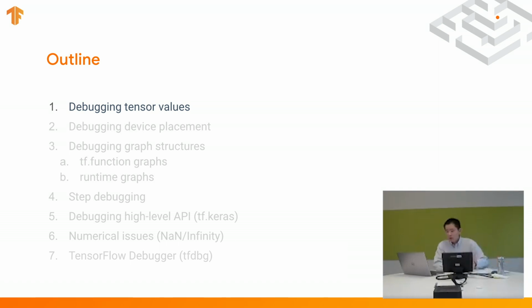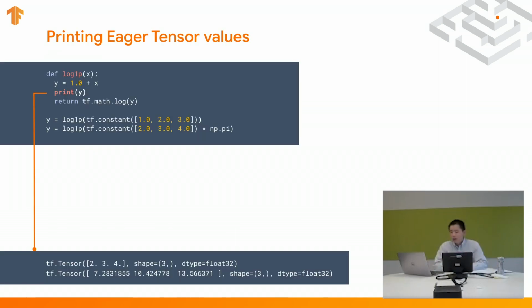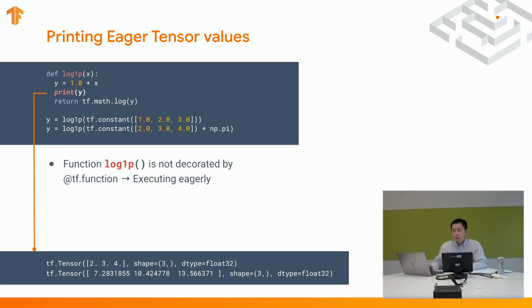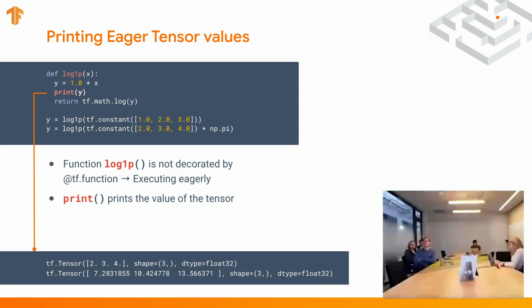So first, let's take a look at how to debug tensor values. So here's a very simple example. It's very straightforward. You are not decorating your functions with the tf.function decorator, so everything is executing eagerly in TF2. And there you can simply use the print statement to look at the values of tensors, like in this simple example here. So y is an eager tensor. If you do print, you will see the value in the stdout printout.